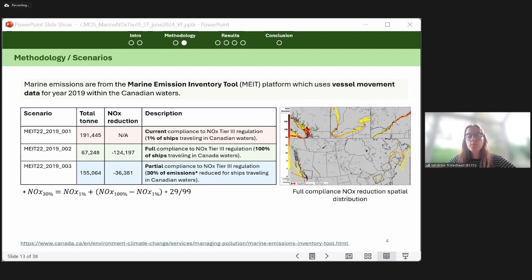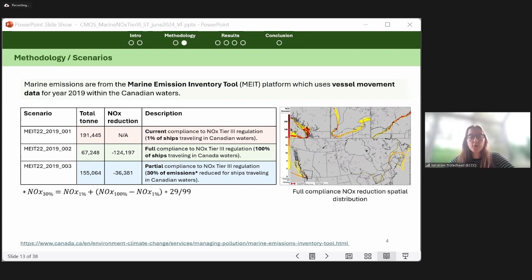So it's the current compliance to NOx Tier III regulation at the moment, where 1% of ships traveling in the Canadian waters are compliant to the regulation. So there's a total of roughly 192 tons of NOx emission for this baseline in the marine emissions.